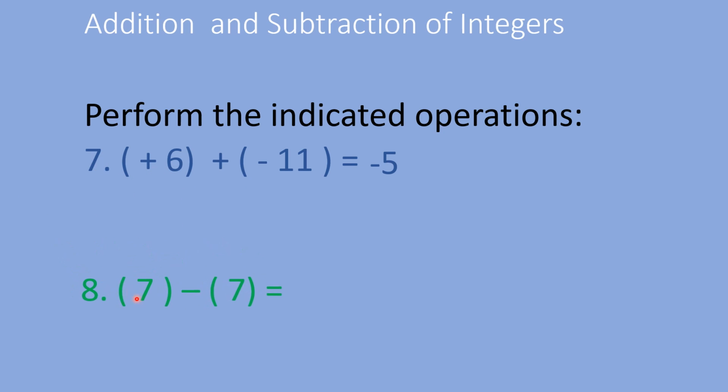And then we have here 7 minus 7. Okay, so if you are going to change the sign, this is addition, so this positive becomes negative. If there is no sign, understood is positive. Then proceed to addition. So 7 plus negative 7, that is equal to 0.